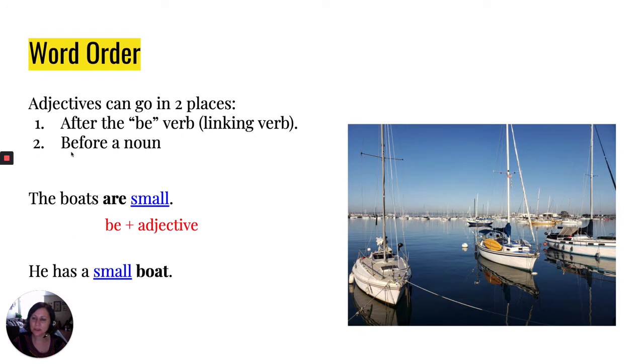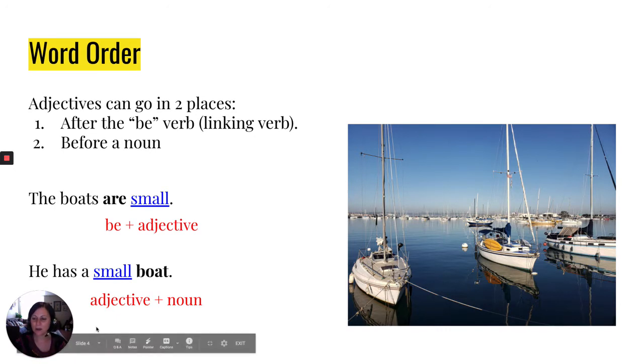Also, you can use adjectives before the noun. For example, he has a small boat. First, I have the adjective and then the noun. In other languages, it's switched. You would say boat small, but in English we say small boat.